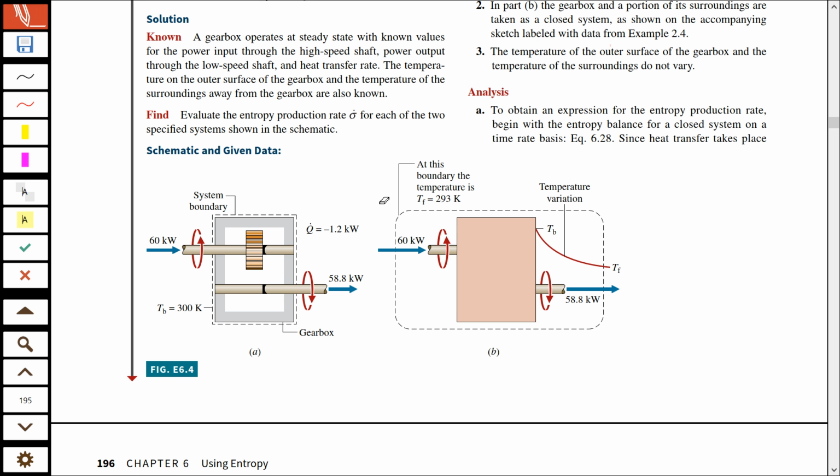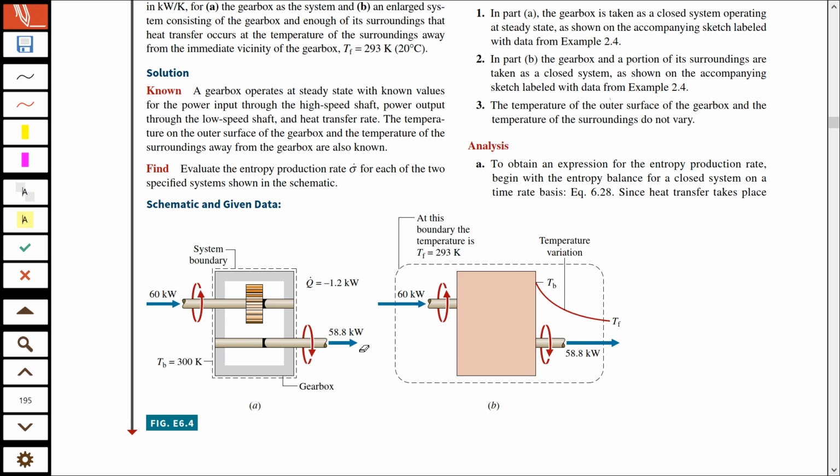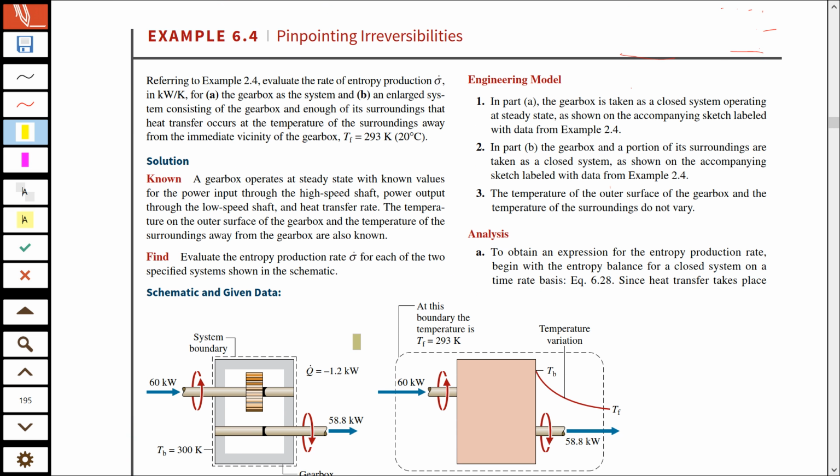So let's see what is being asked here in part A. In both parts you're supposed to calculate the entropy production rate, sigma dot, in these units, kilowatts per Kelvin. And in part A, the gearbox is your system, so it's this one. In part B, you will have to change the boundary. You will enlarge the system. You will have a larger boundary, and you will see why we need that. That will have a purpose.